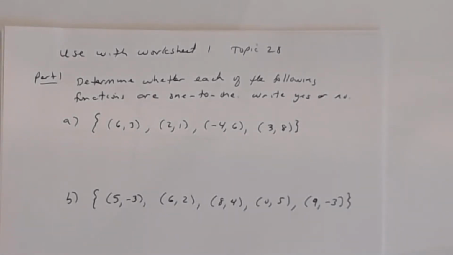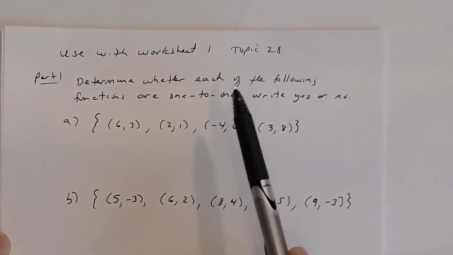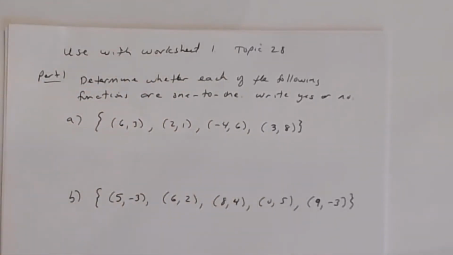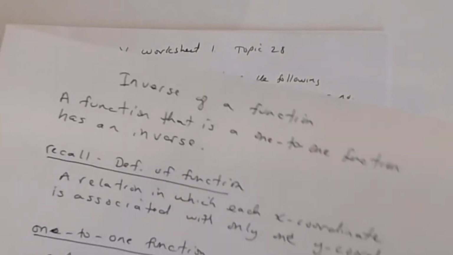All right, so you're going to use this with worksheet number 1 for topic 28. And so those problems are very similar to that worksheet. Now, notice that part 1 says determine whether each of the following functions are one-to-one, and then just write yes or no. Well, when you study the videos, you're going to learn what a one-to-one function is.